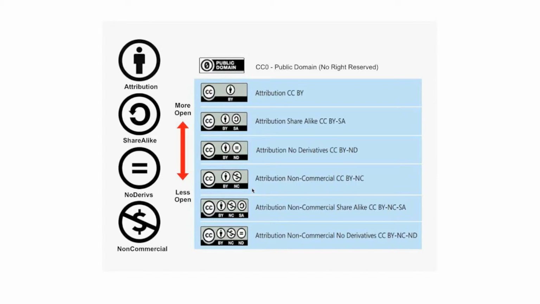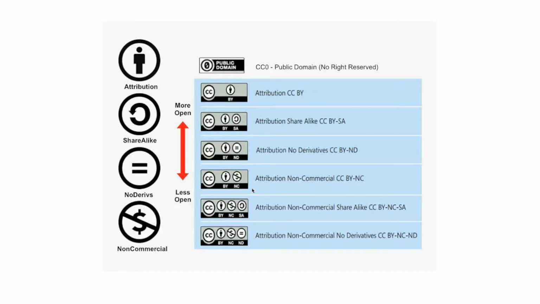Okay, the next one, attribution share alike, CC-BY-SA. This license lets others remix, tweak, and build upon your work, even for commercial purposes, as long as they credit you and license their new creation under the identical terms. So that's what the share alike license is for. And the next one, attribution, no derivative, CC-BY-ND. This license allows people to share your work commercially or non-commercially, but they cannot change your content. They cannot combine it with another material. They cannot crop it or chop it anywhere. They have to keep it whole, and they have to credit back to you.